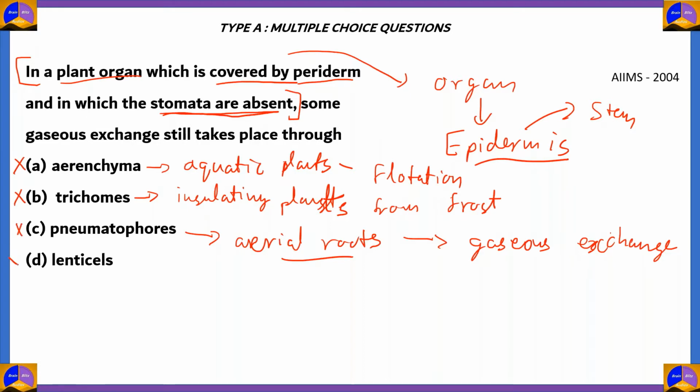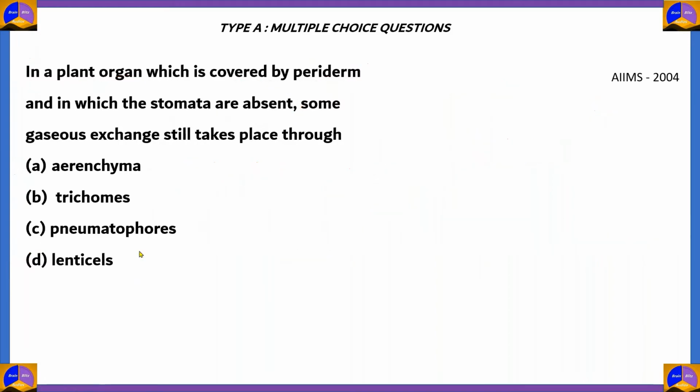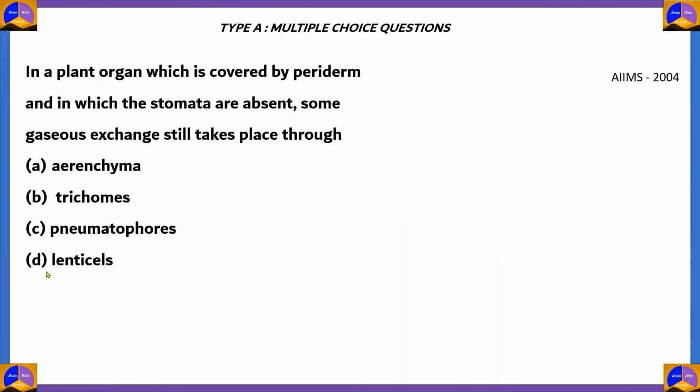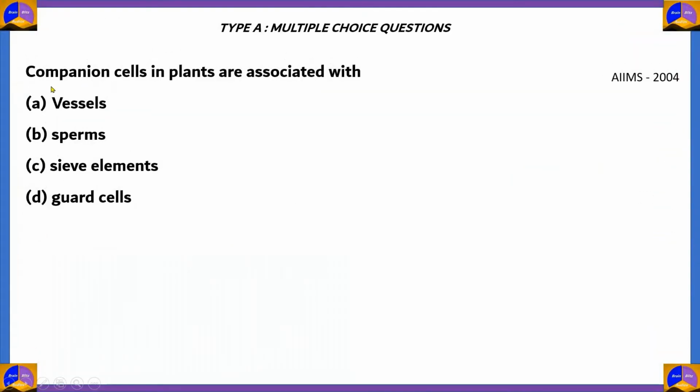The right answer is option D, lenticels. Lenticels are the structures present on the epidermis, which are formed by the cork, which contains suberin, and these lenticels allow gaseous exchange of oxygen and carbon dioxide. So these support gaseous exchange. Okay, so let's go to our next question.